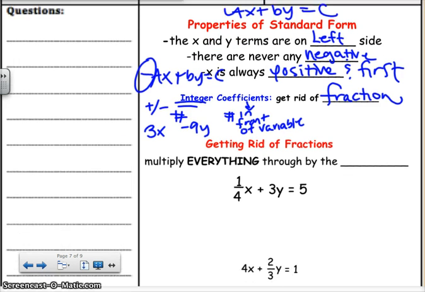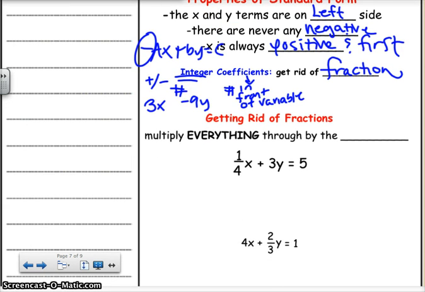How do you get rid of fractions? You multiply by the denominator. What makes it a fraction is that bottom number. A fraction is really division. To get rid of division, you multiply. So you're going to multiply everything through by the denominator, the bottom number.